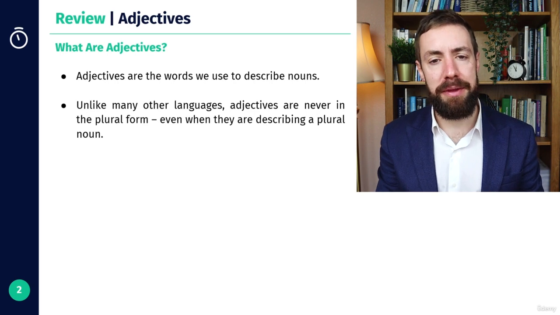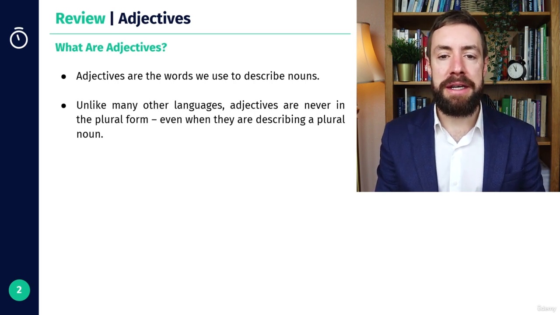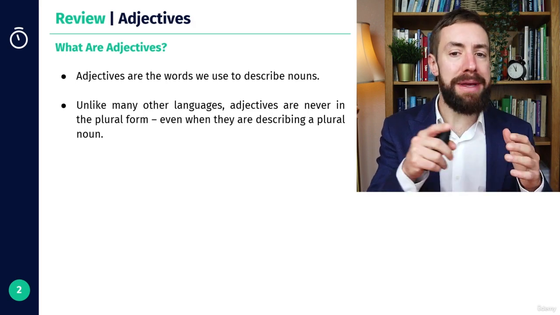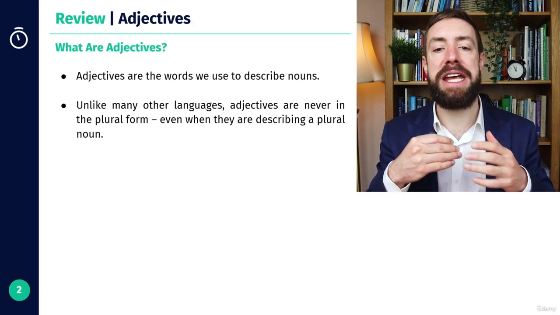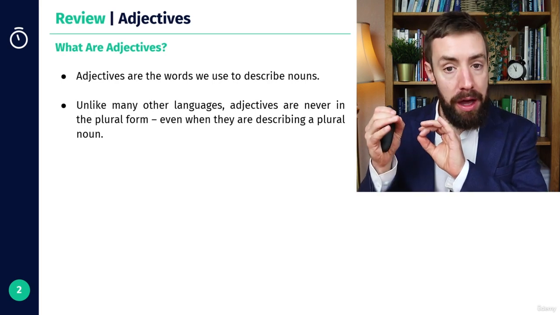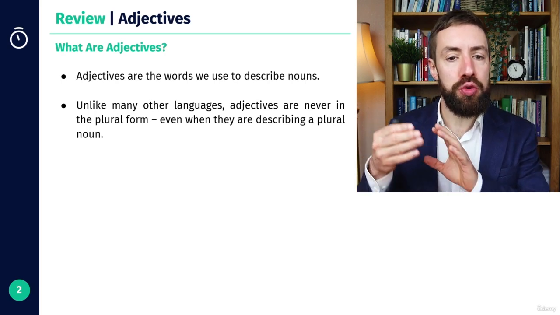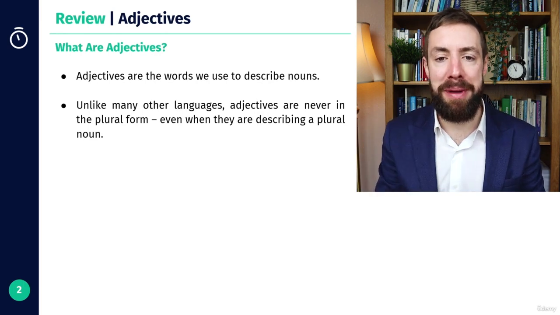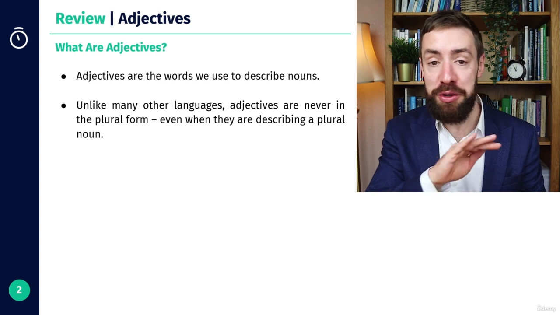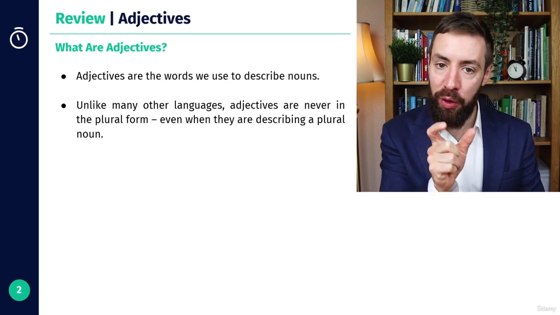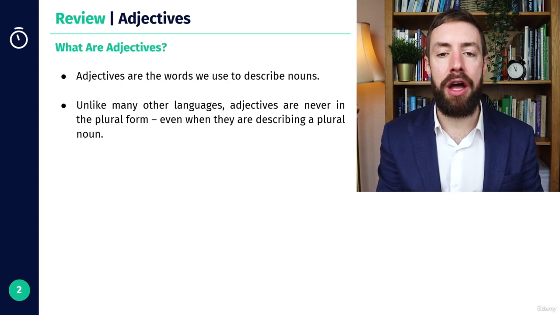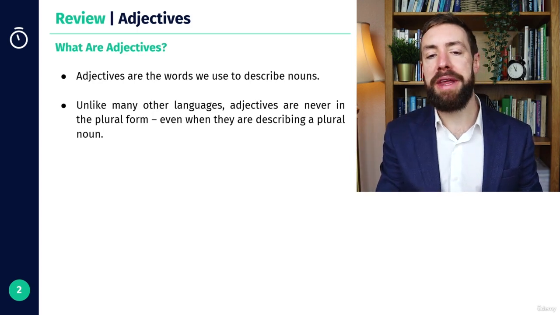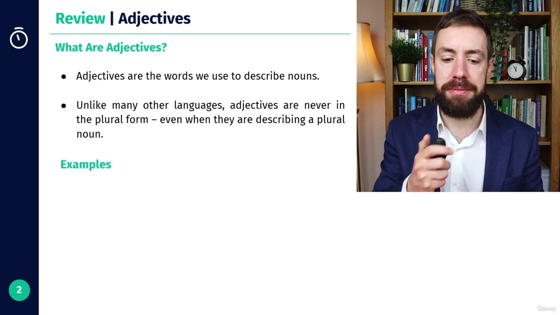And an important rule to remember: in other languages, adjectives will change, maybe add an S if it's in the plural form of the noun. So if you have two dogs and they are big, you might say there are two Bigs dogs. But in English, we don't have that. The adjective always stays the same. We would say there are two big dogs. Okay? So remember, the adjective doesn't change.